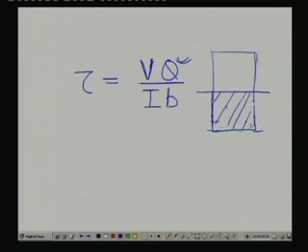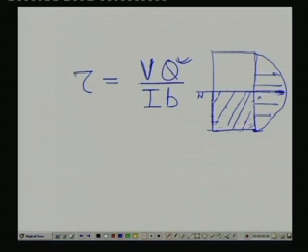Once again you can understand the variation of this shear stress tau will be something like this, which will be 0 here because the Q is coming out to be 0, and which will be maximum because this is the neutral axis where the Q comes out to be maximum and we are getting a shear stress maximum.